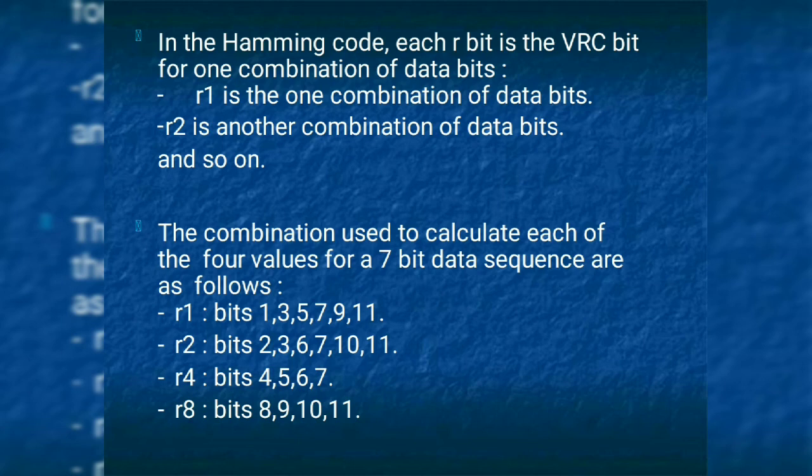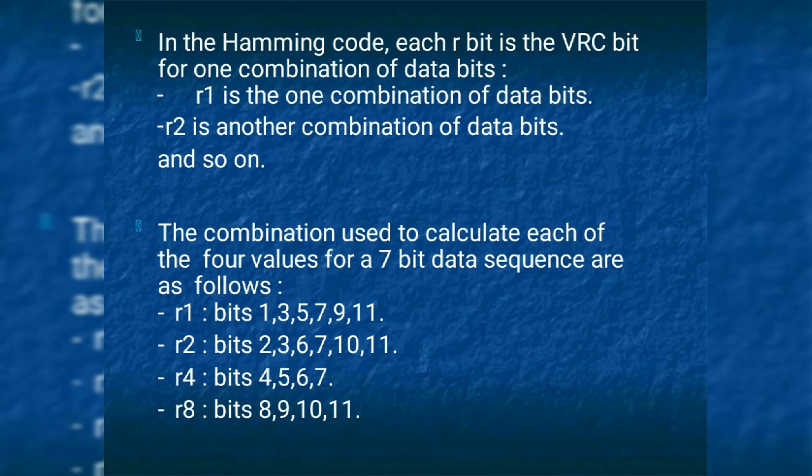The combinations used to calculate each of the 4 values for 7 bits of data sequences are: R1 is the 1, 3, 5, 7, 9, 11th positions, R2 is the 2, 3, 6, 7, 10, 11th positions, R4 is the 4th, 5th, 6th, 7th positions, and R8 is the 8, 9, 10, 11 positions. These are the parity bit positions.